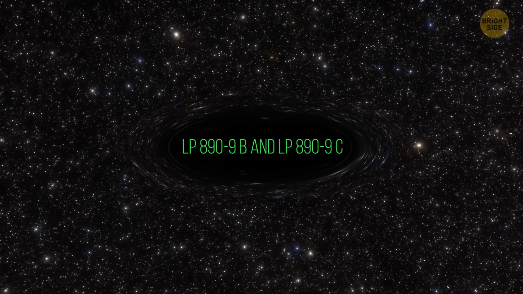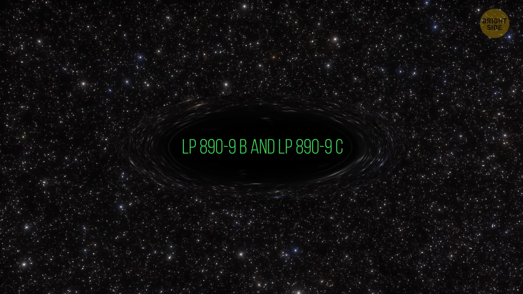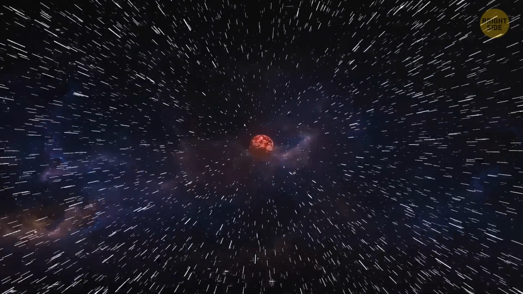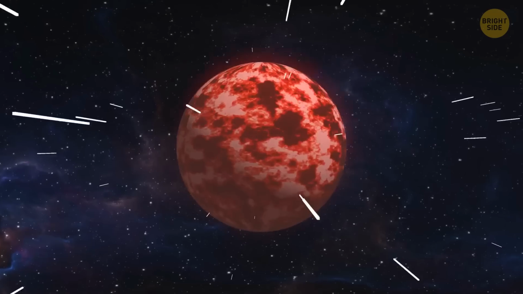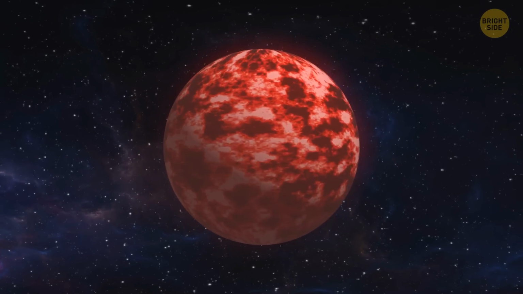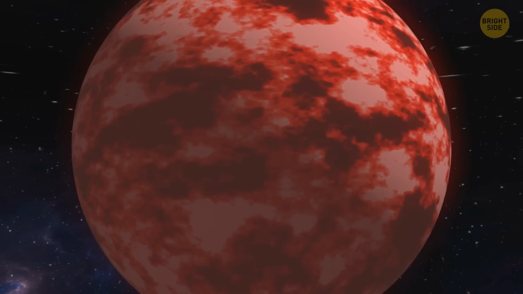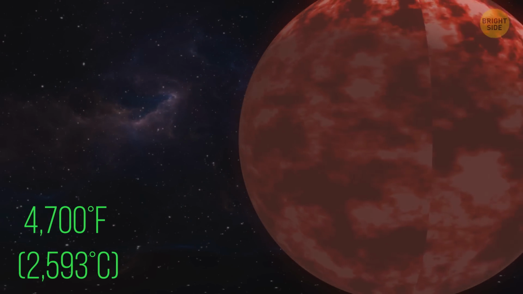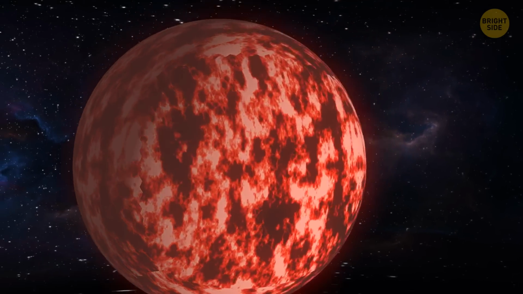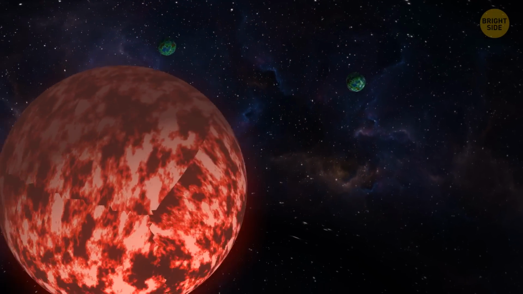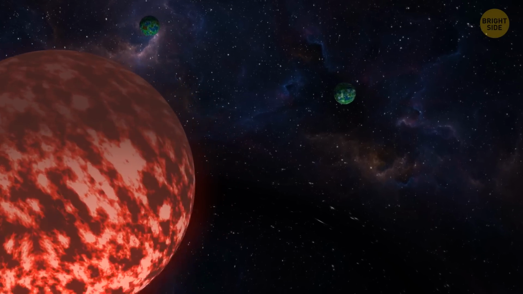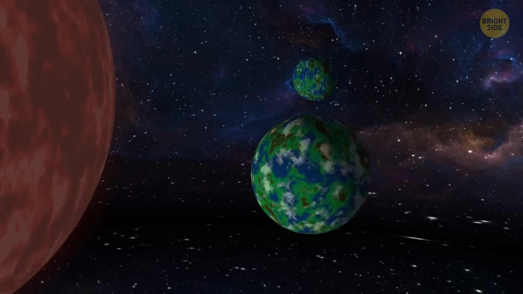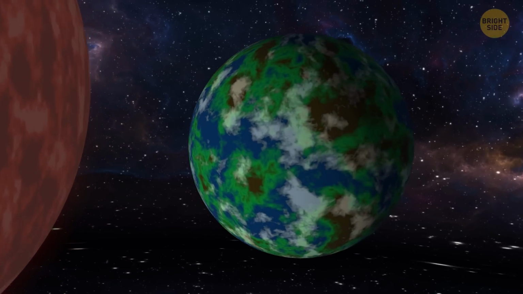LP-890-9b and LP-890-9c. Buckle up, because we're heading to LP-890-9, a red dwarf star located a whopping 105 light years away from Earth. This star is quite cool compared to our sun, in terms of temperature, of course. It has a temperature of about 4,700 degrees Fahrenheit. Now, this little guy may be small, but it is packed with surprises. For example, two exoplanets orbiting around it. Moreover, both of these planets are likely terrestrial, meaning they are rocky, just like Earth.